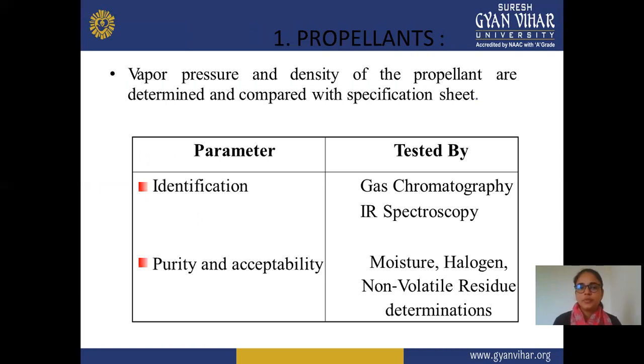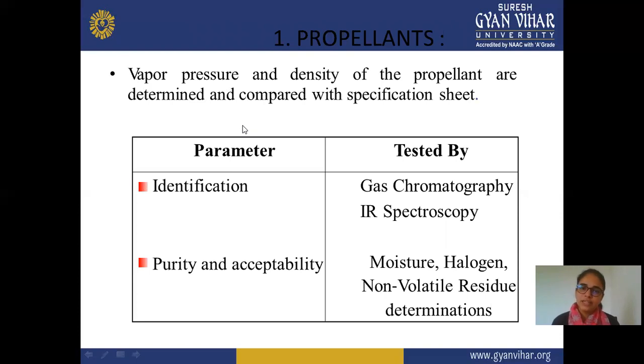Next, the first test is the propellant. Here the vapor pressure and density of the propellant are determined and compared with the specification sheet. You know that we already discussed that propellants are gaseous systems. They may occupy the upper part of the container or any other part. A propellant has a specific vapor pressure and density. So in this test, we are checking the vapor pressure and density of that particular propellant, and according to this, we compare the propellant with the specification sheet.